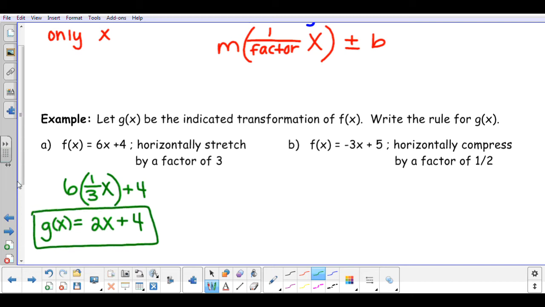Now horizontal compression is a little different. I still put my slope in front, so my slope of negative 3 in this problem will go in front, and then I have my 1 over my factor. It's just my factor here is a 1/2. So I put the fraction in the denominator, and I still have the x, and then I can add the 5 that was there. So now this creates a crazy looking fraction.